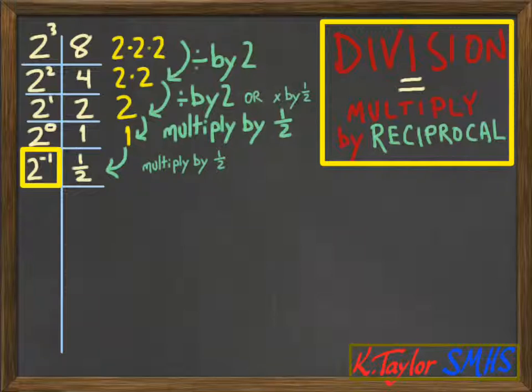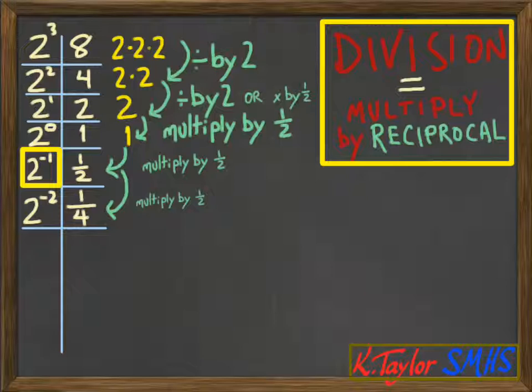It is not a negative number. It is actually repeated multiplying by the reciprocal. So we're going to multiply by the reciprocal of 2 one time. That's what 2 to the -1st power means. And if I keep on going, the next time I multiply by 1/2, I would get 1/4. 1/2 times 1/2 is 1/4. And that we could write as 2 to the -2nd. It's multiplying by the reciprocal of 2 two times.